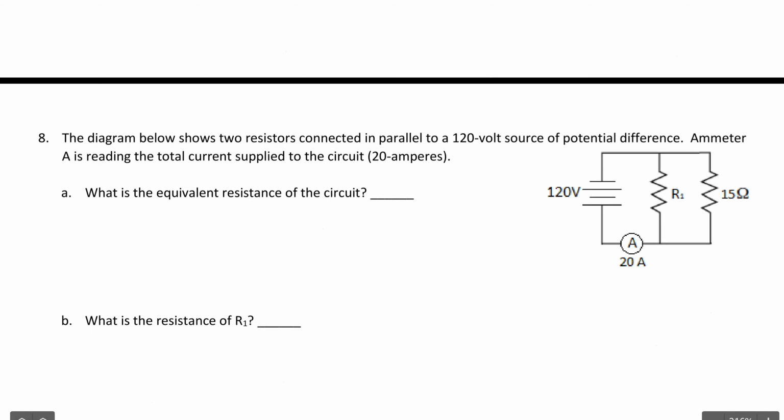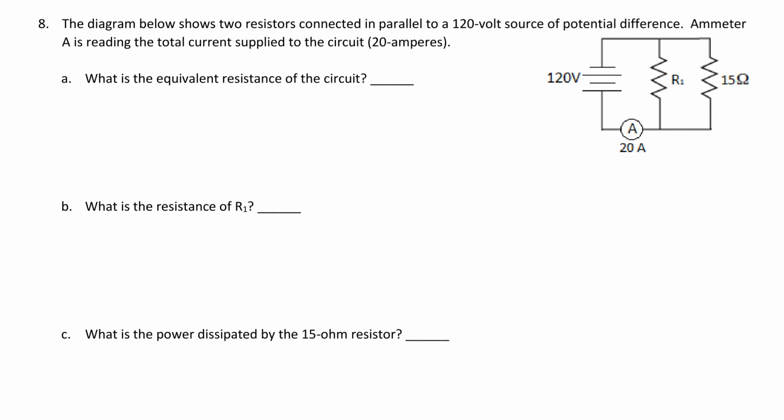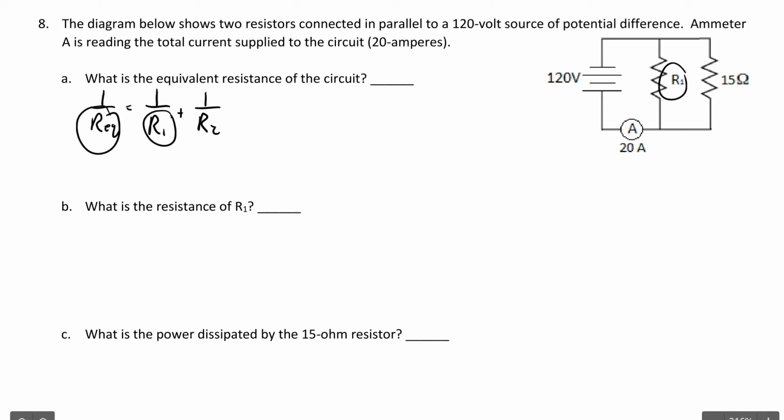Okay. Number 8, the diagram below, 2 resistors. The ammeter is reading the total current, which is 20 amps, and there's a 120 volt potential difference being supplied, and one of the resistors is 15 ohms. Now it's going to say, what is the equivalent resistance of the circuit? We could try to do this equation again, but if we're looking for the equivalent resistance and we don't know R1, that's 2 unknowns in one equation, so that's not going to help us. Again, we'll have to improvise, adapt, and overcome.